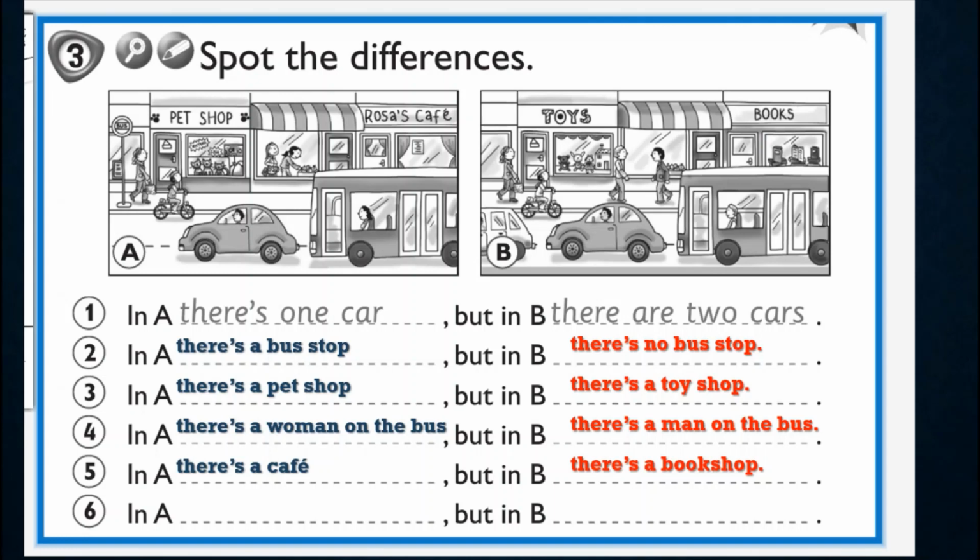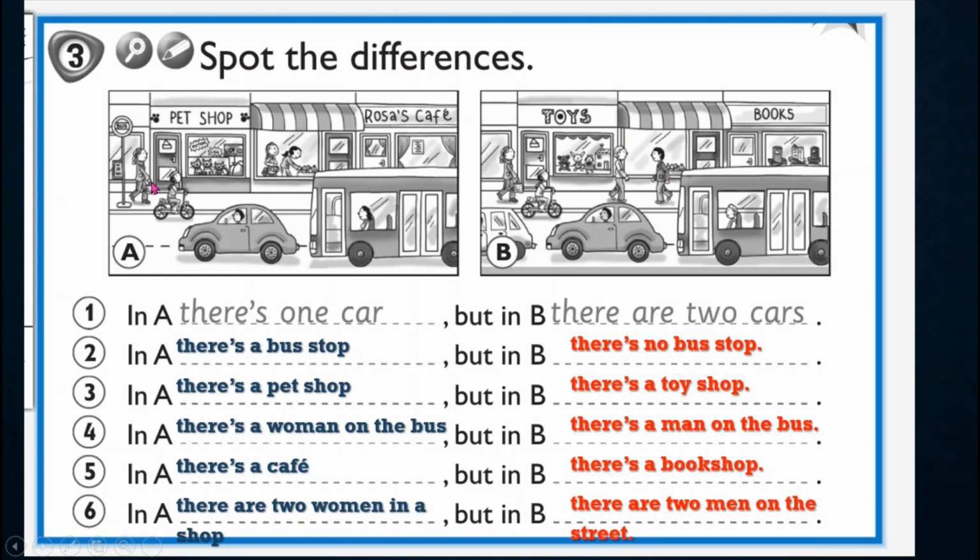In picture A, there are two women in a shop. But in picture B, there aren't any women in the shop. There are two men on the street. In picture A, there are two women in a shop, but in picture B, there are two men on the street. What are the men doing? They're walking. Yes, they're walking.